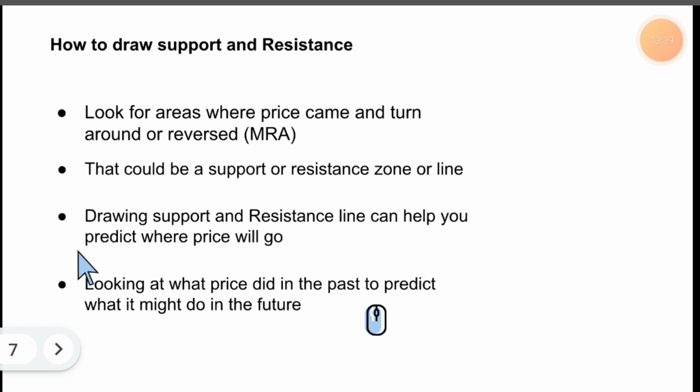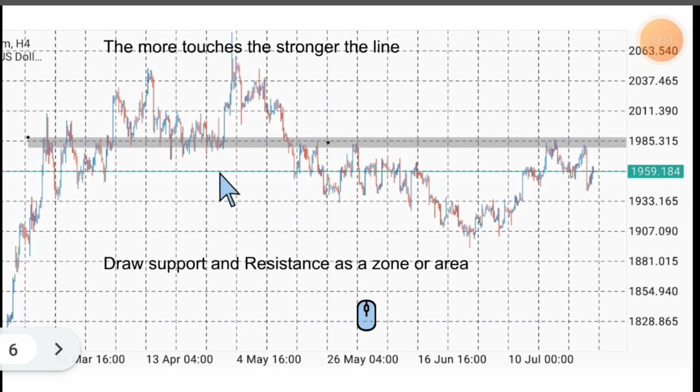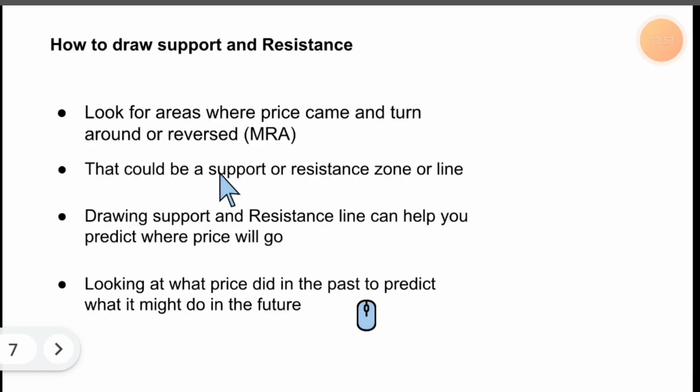How do we draw support and resistance lines? Look for areas where price came and turned around and reversed. Those are major reversal zones. So how do you draw your support and resistance? When you notice price turning around from a zone, watch those areas, starting from where price is and moving on to areas where, when price came to this zone, it turned around immediately. Those are the places where you place your support and resistance.